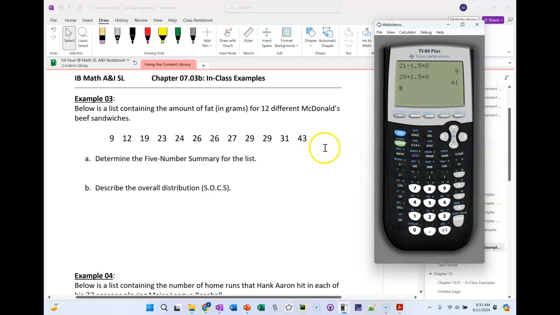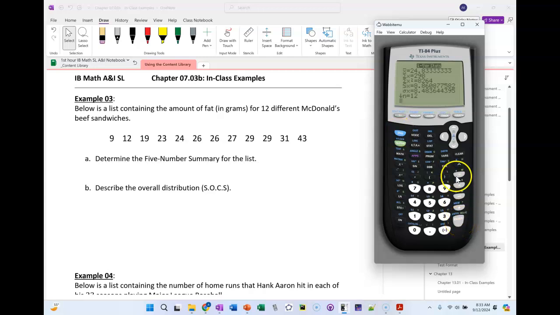Okay. What if I want the 5-number summary for this? How do I get that? We had it just a minute ago. Mr. Kulik, that's pretty annoying of you to give it to me out of order. But yep, we just do our one variable stat, and it gives it to us at the end. Who can describe the overall distribution, the SOCS?